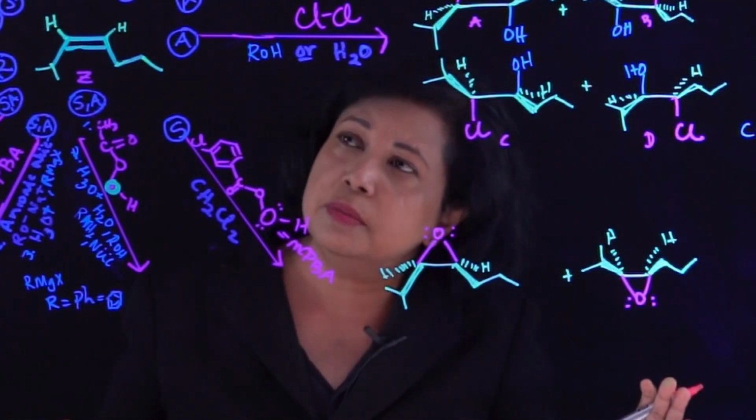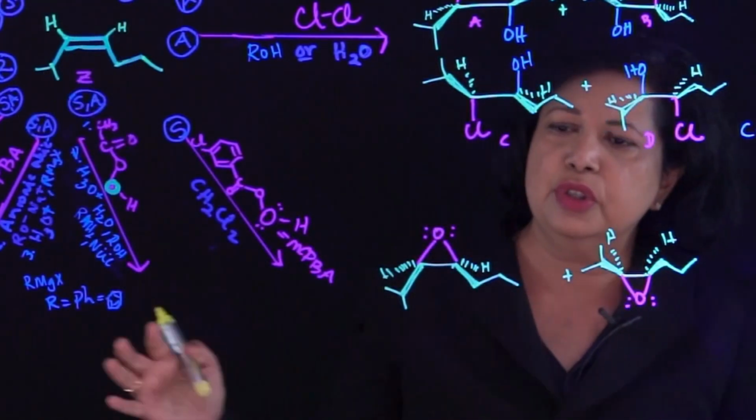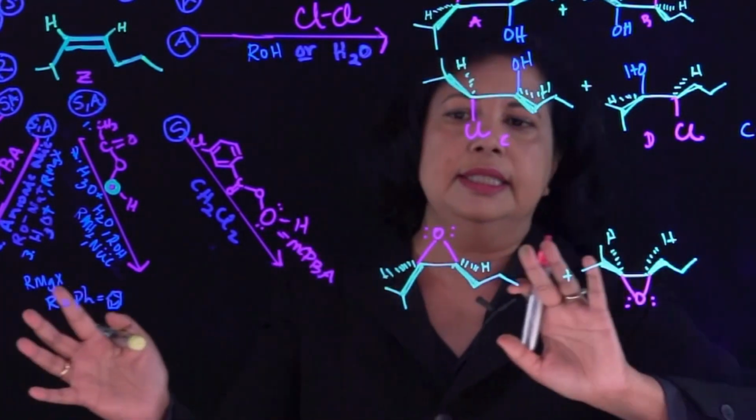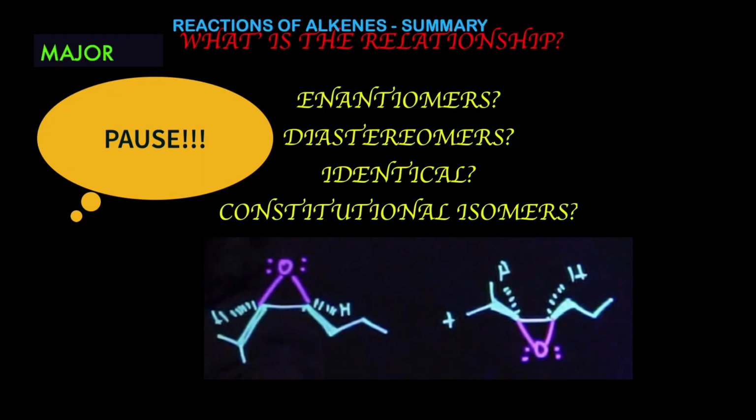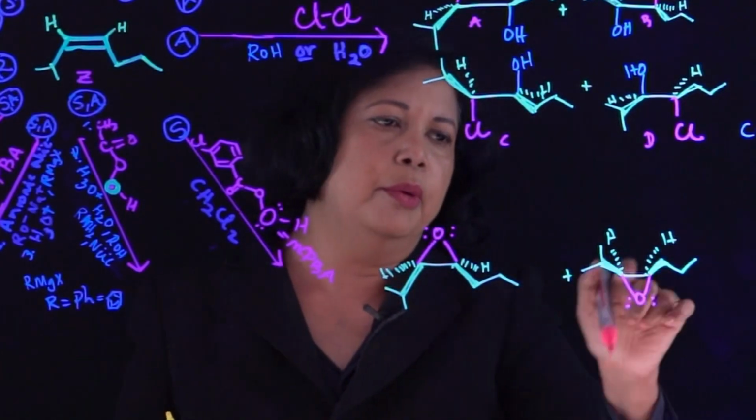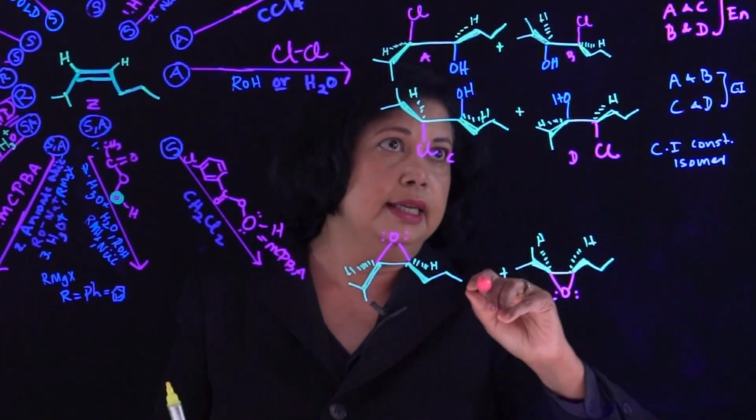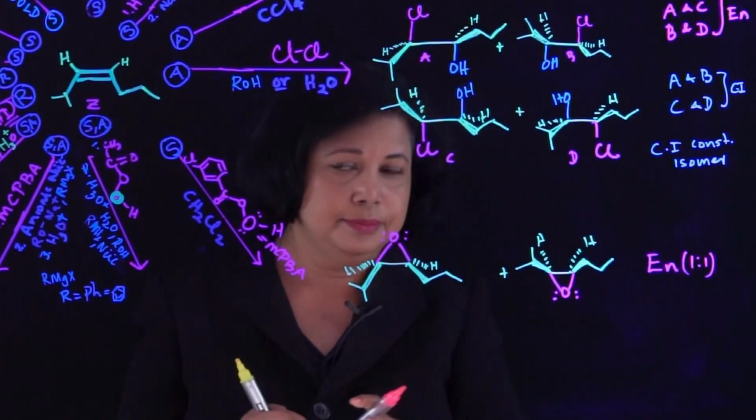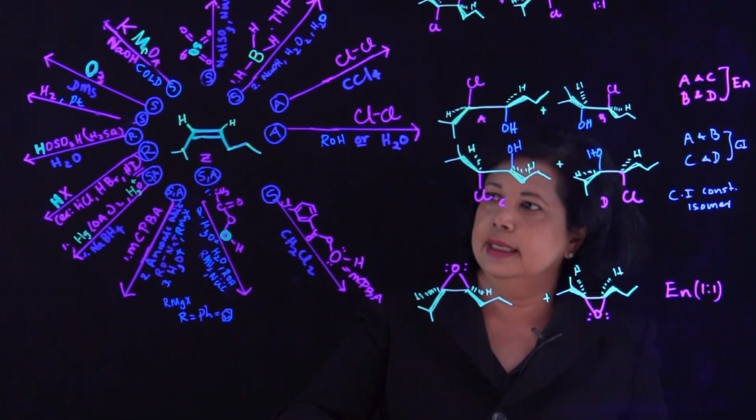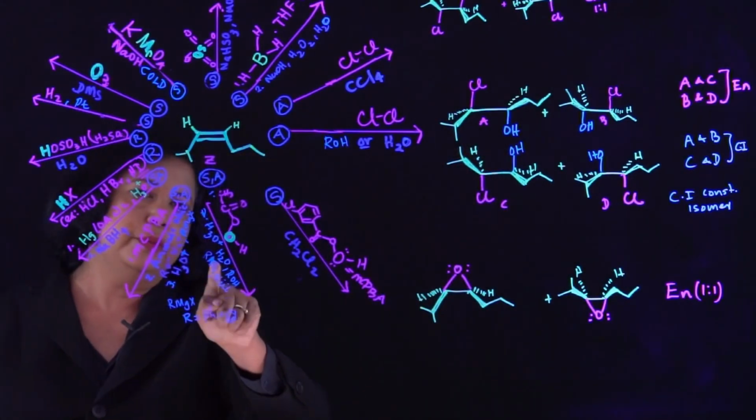Do we have any other possibilities? Since it's concerted and you have a transition state that gels into this, there's really no chance of attacking or moving places or rearranging. This is pretty much it. So these are both mirror images of each other. You put a mirror here, you're going to see this. So these are enantiomers, a 1-to-1 racemate.